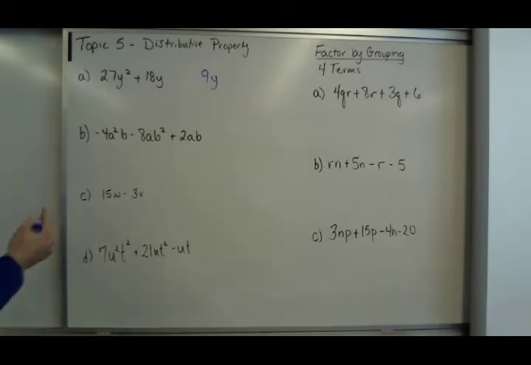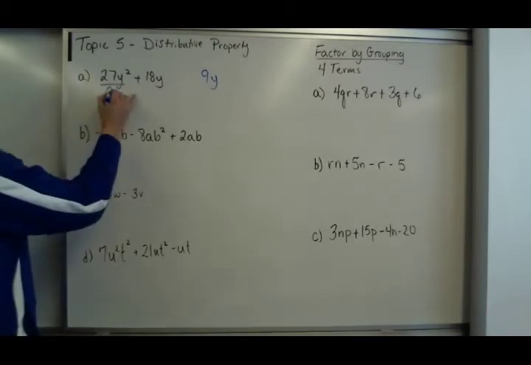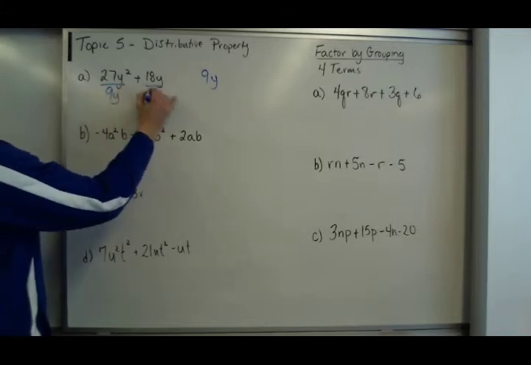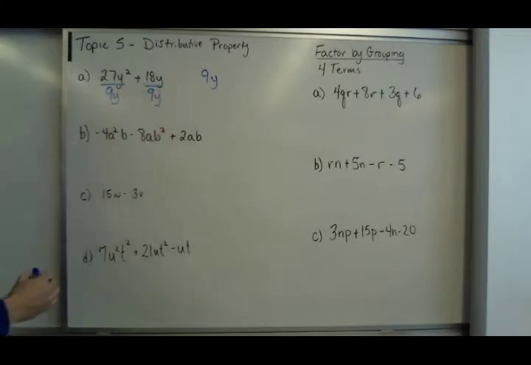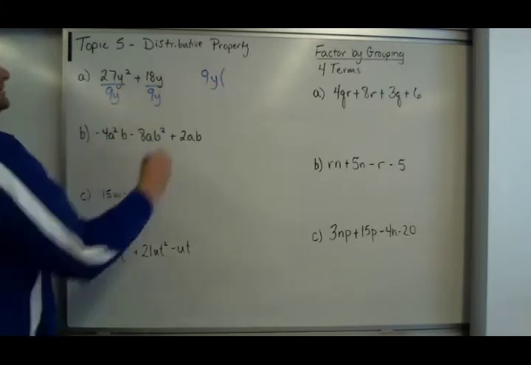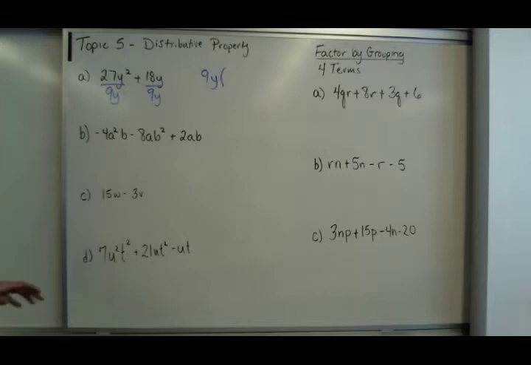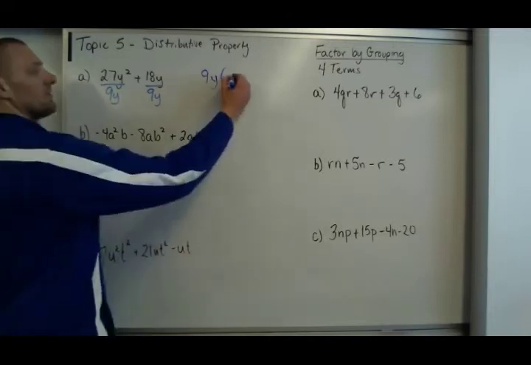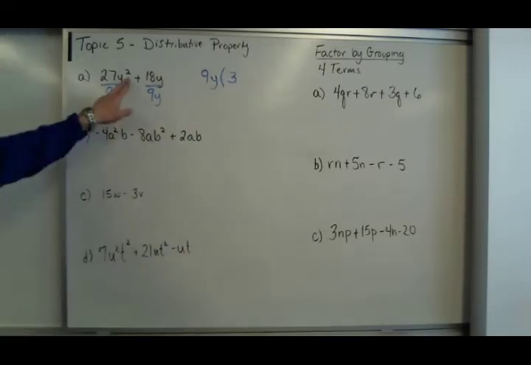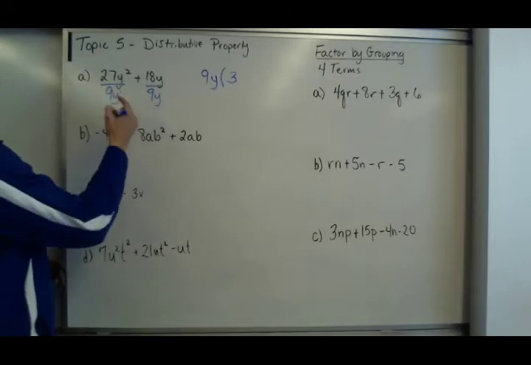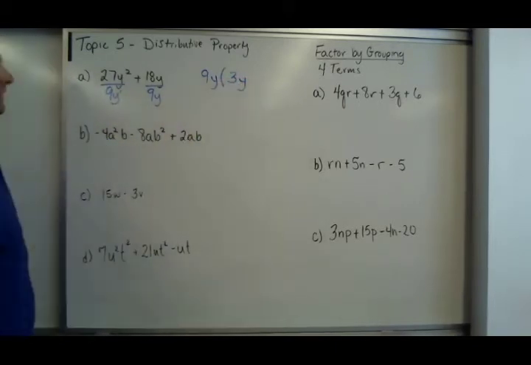Now, when you're using this distributive property, you're actually going to think in terms of division. So we're going to be dividing both of those by that 9y. Okay? And what our resulting terms do is they go back into a parenthesis here. So you take 27 divided by 9. 27 divided by 9 is 3. And then y squared divided by y, you're subtracting your exponent. So 2 minus 1 is 1. And you end up with 3y.